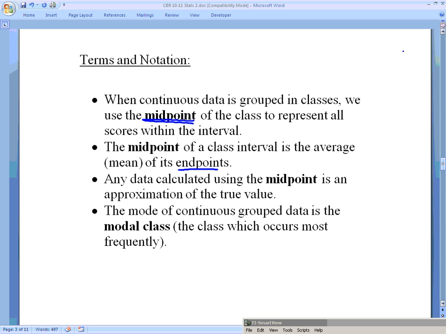So whatever you have as far as your class, meaning if you go from 0 to 10, you average the 0 and the 10 to get 5 as your midpoint. Any data calculated using this midpoint is an approximation. It's a rounded value of the true value because we don't know all the actual values. And then the mode of continuous group data is called the modal class. We don't actually use the midpoint for that. We just say which class occurs the most. So let's take a look at those.